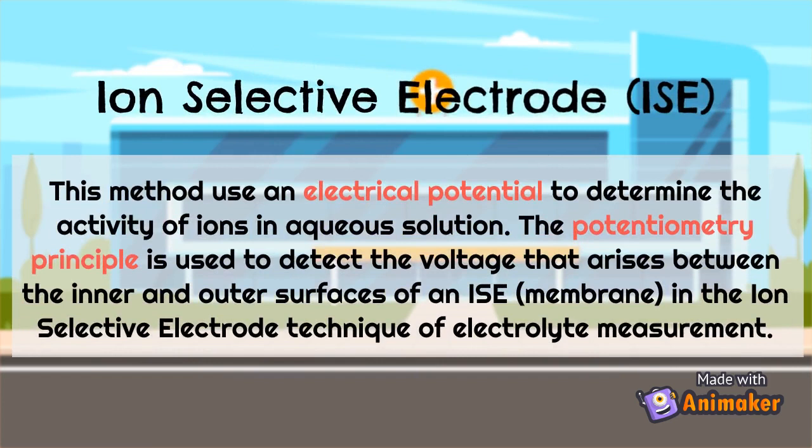ISE method uses an electrical potential to determine the activity of ions in aqueous solution. The potentiometry principle is used to detect the voltage that arises between the inner and outer surfaces of an ISE membrane in the ion selective electrode technique of electrolyte measurement.